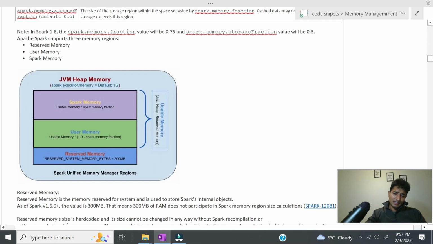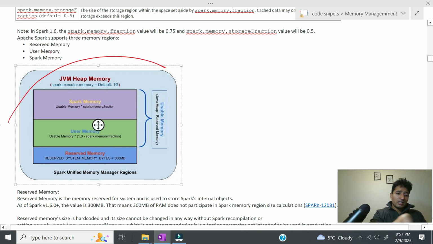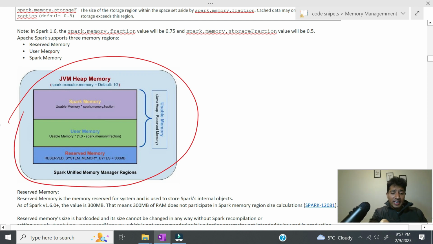So now let's see this diagram. This is your whole JVM, right? In this JVM, we have allocated our Spark memory using which parameter? Basically spark.executor.memory. Let's say we defaulted to 1 gig. In this 1 gig of memory, we have Spark memory, we have user memory, and we have reserved memory. Let's see what all these are, right? And these all will make up your usable memory. Usable memory means every memory of Java heap except the reserved memory.